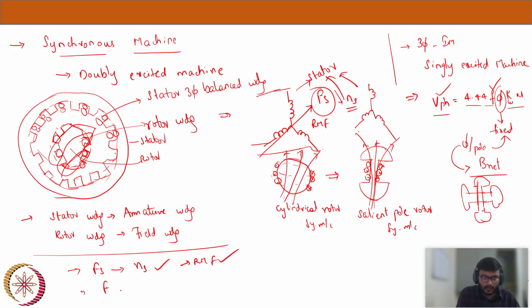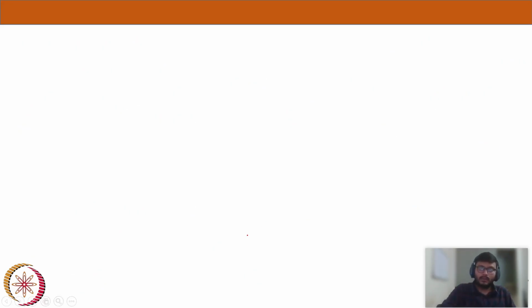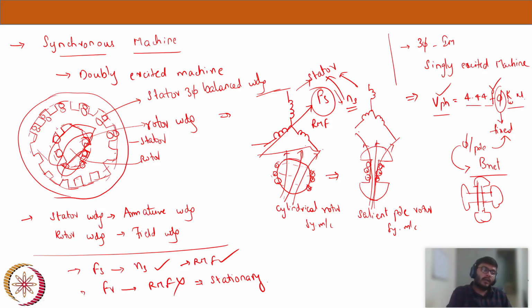Now FR, of course, there is a field produced, because the rotor winding is there. We have flown some current into it through the DC supply, but it is not a rotating magnetic field. It is a stationary field.